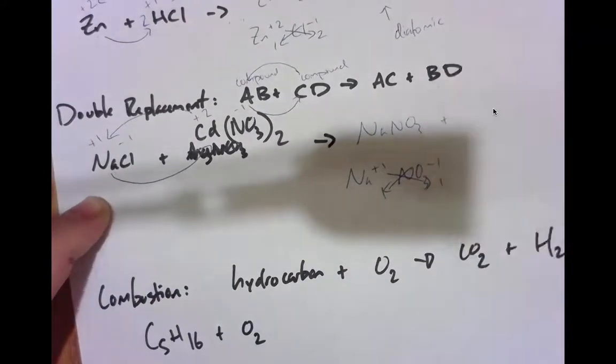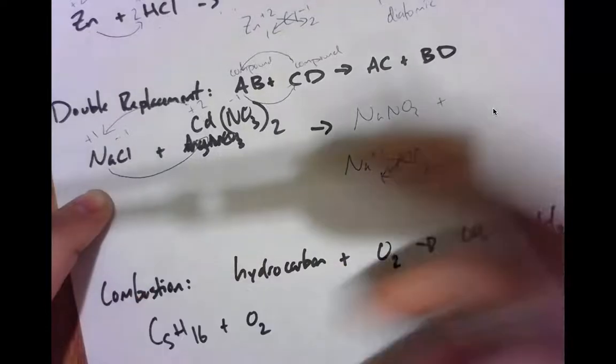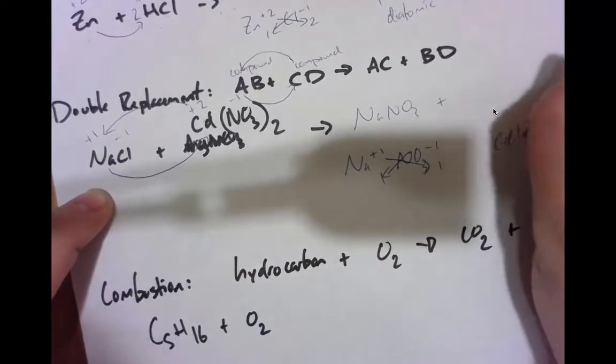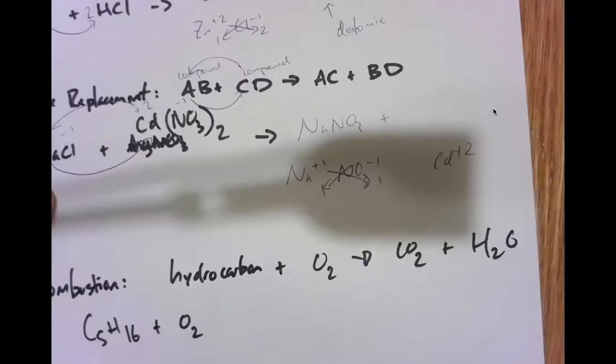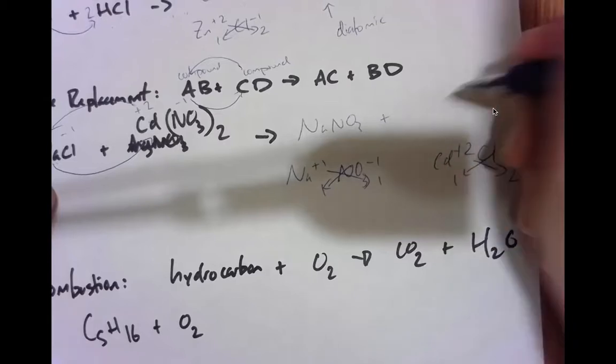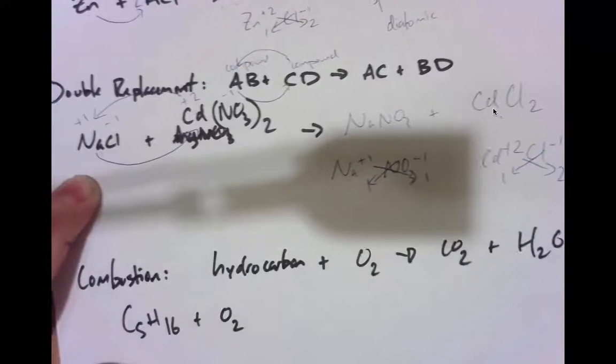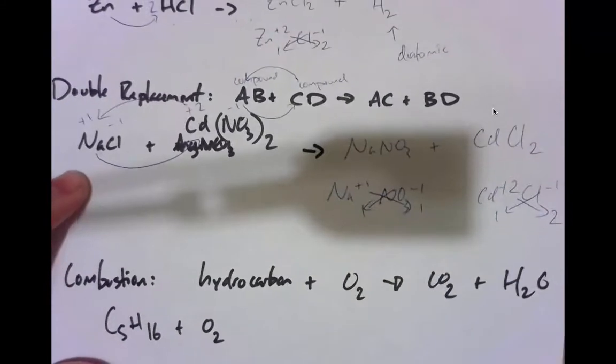We then do the same thing. So we go cadmium. It's going to be where sodium is, bound to chlorine. Cadmium has a positive 2 charge. Chlorine has a negative 1. We then crisscross. We bring the 1 to the left, the 2 to the right. It becomes CdCl2. Now we have to go through and balance.